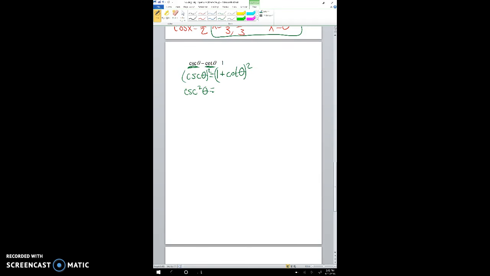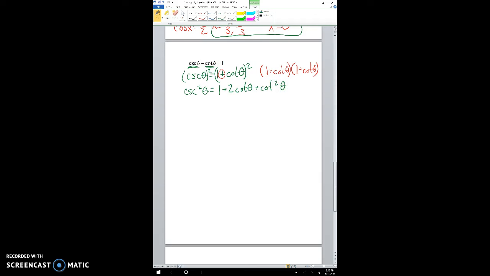Okay, so this is where most people make their mistake. When you go to square the right-hand side, most people will just square each of the terms and say that the right-hand side is equal to 1 plus cotan squared theta. But actually, you have to FOIL. You have two terms, and there's a plus sign in between them, so you actually have to FOIL this. And when you do that, you get 1 plus 2 cotan theta plus cotan squared theta.